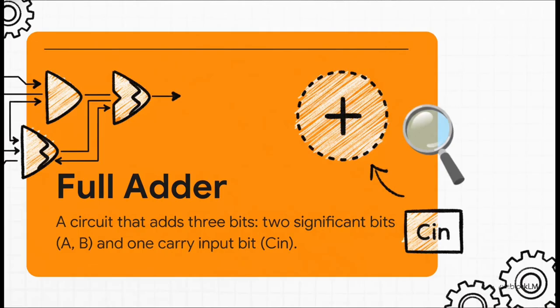The genius of the full adder is right there in its definition. It doesn't just add two bits, A and B. It adds three bits, A, B, and a crucial third input called Cin, which stands for carry-in. This is the missing piece of our puzzle.